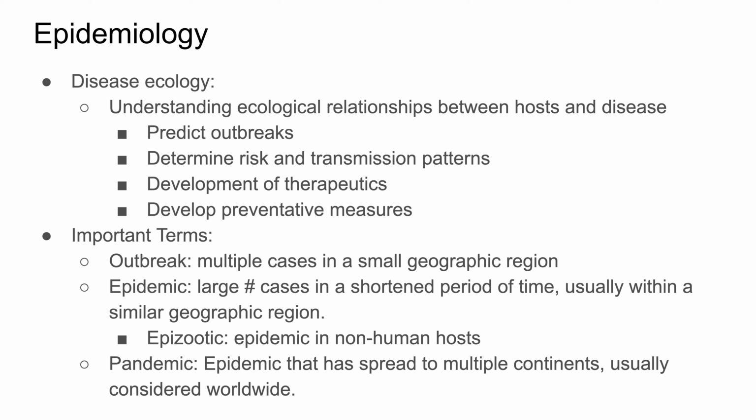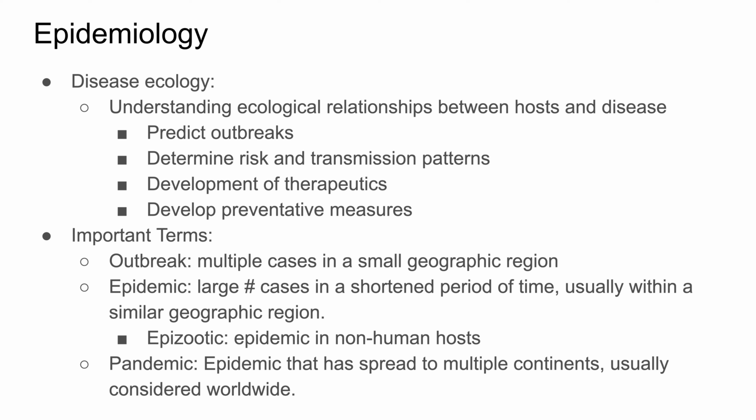Some important terms or terminology in epidemiology. First of all, an outbreak is when there is a multiple number of cases in a small geographic region, such as we had an outbreak of Zika virus here in South Florida. An epidemic is when a large number of cases occur, and this usually happens in a very short period of time within a similar geographic region in terms of size.